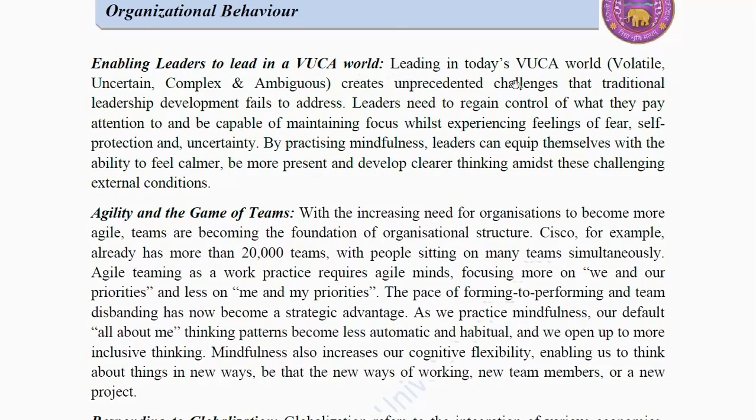Leading in today's VUCA world, that is volatile, uncertain, complex, and ambiguous, creates unprecedented challenges that traditional leadership development fails to address. Leaders need to regain control of what they pay attention to and be capable of maintaining focus whilst experiencing feelings of fear, self-protection, and uncertainty. By practicing mindfulness, leaders can equip themselves with the ability to feel calmer, be more present, and develop clearer thinking amidst these challenging external conditions.